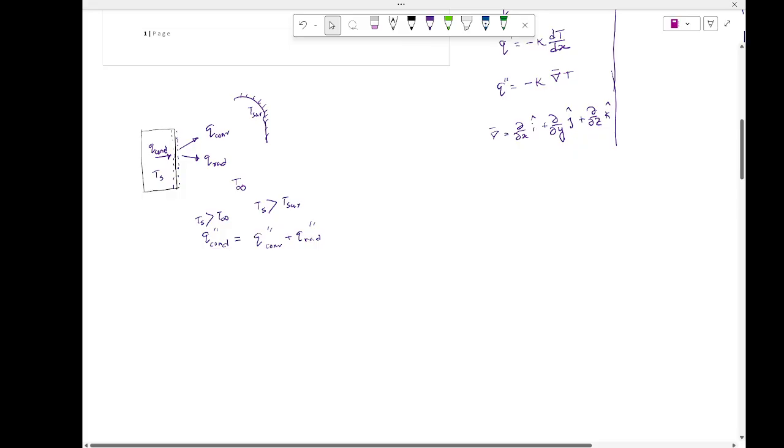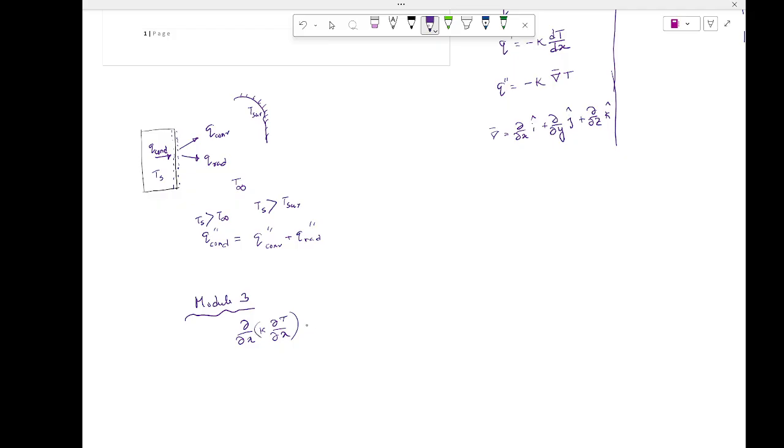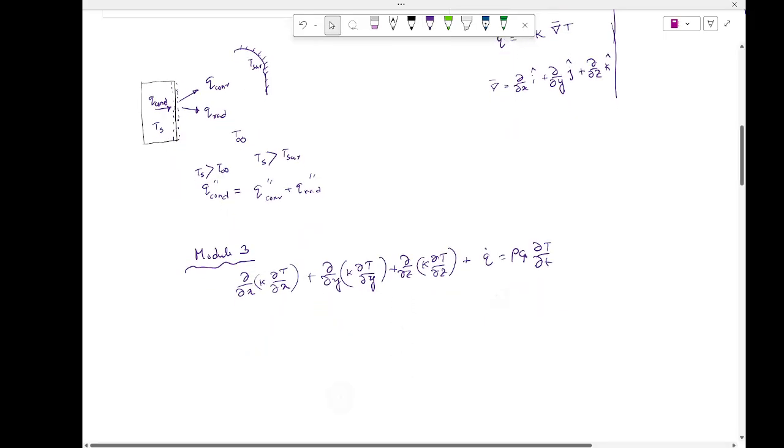Okay, so module 3. Everybody remember the heat diffusion equation? The heat diffusion equation has two different formats, Cartesian and cylindrical, right? So let me start writing the Cartesian. Okay, and there is the cylindrical as well.